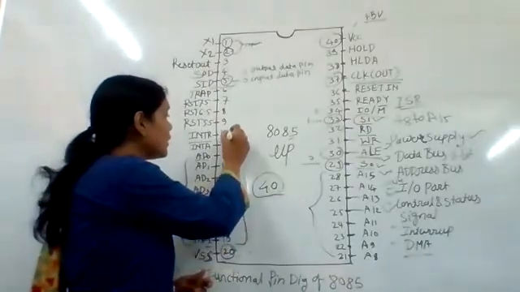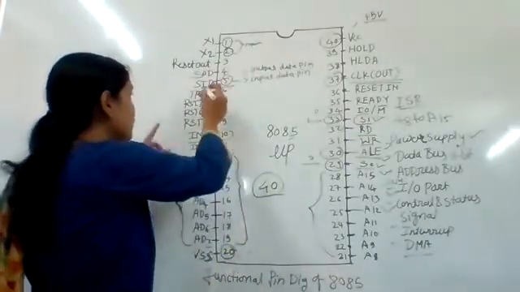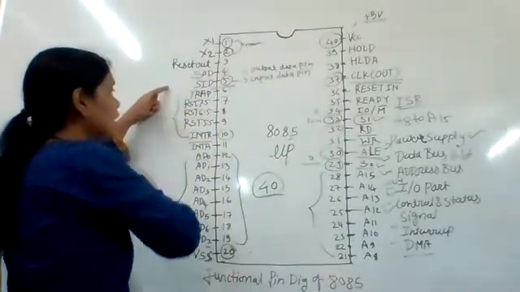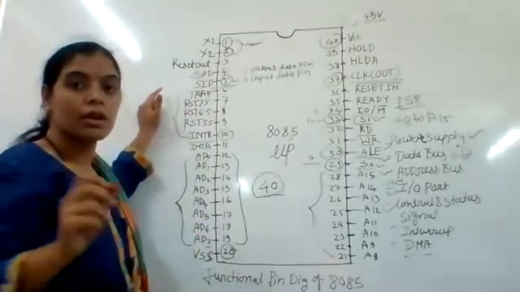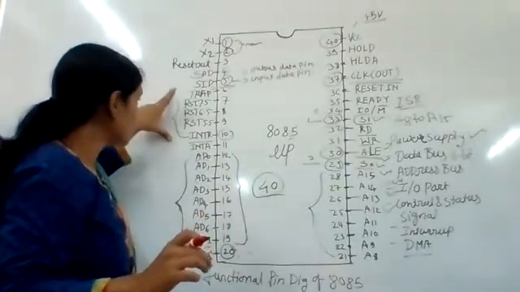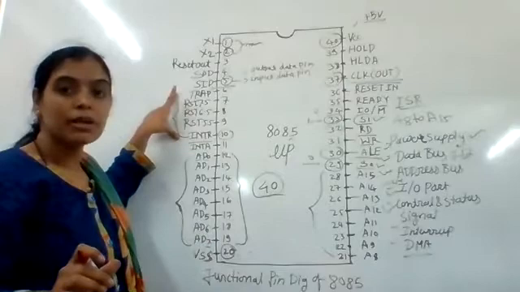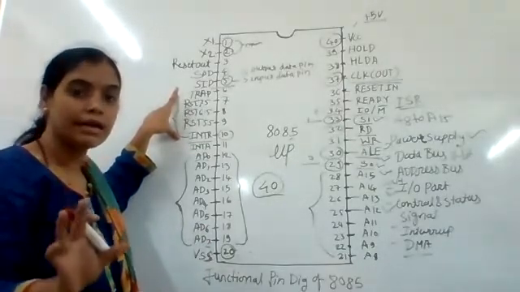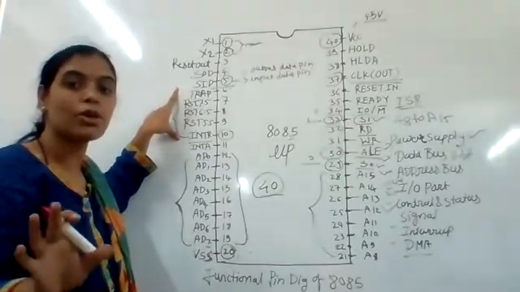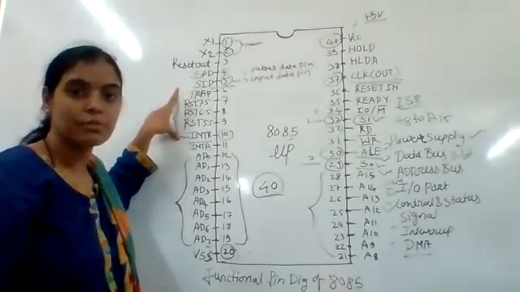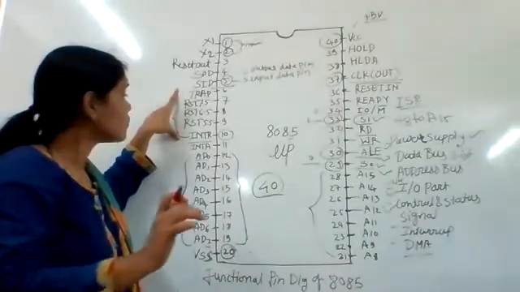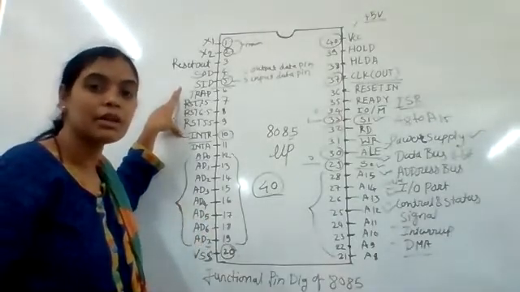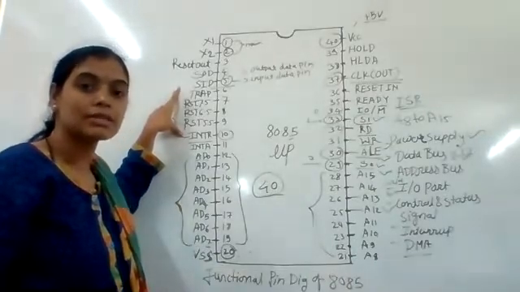Here, INTR, pins 35, 1, 2, 3, 4, 5. These are the interrupt lines. They are mostly divided into 2 parts: the maskable and non-maskable interrupts. Out of these 5 major interrupts, 4 are maskable interrupts.